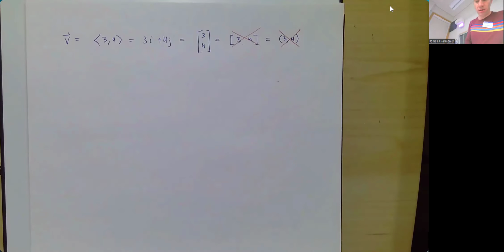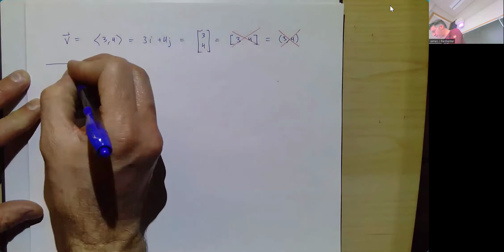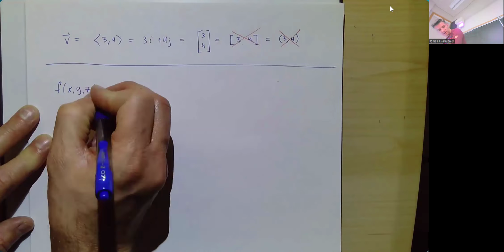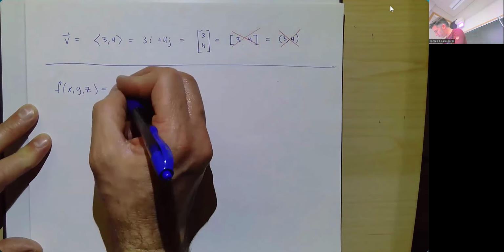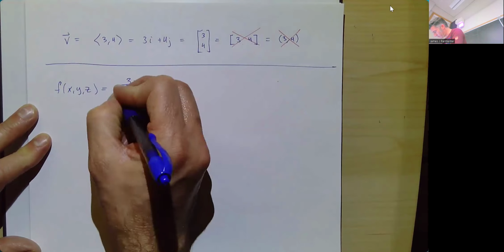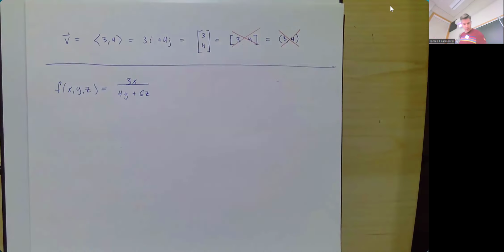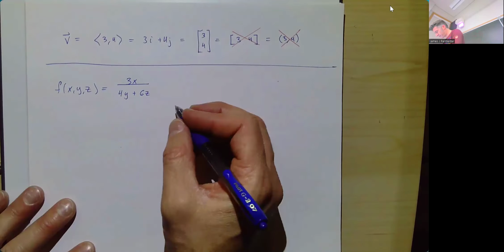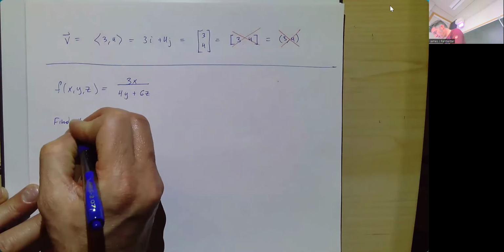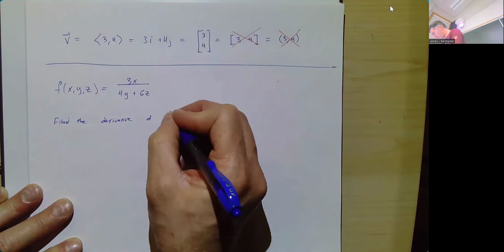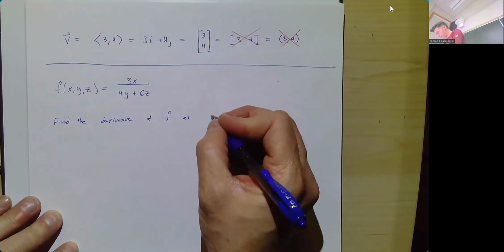Let's look at one more example with a function of 3 variables. Let's say that we are given f of x comma y comma z equal to, let's not make it too terrible, 3x over 4y plus 6z. And we want to find the derivative of f at the point.